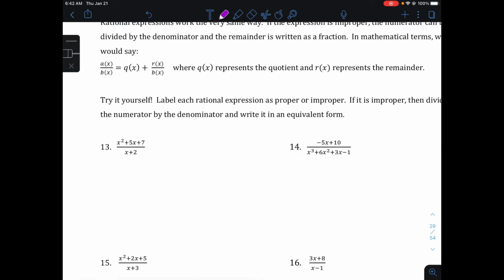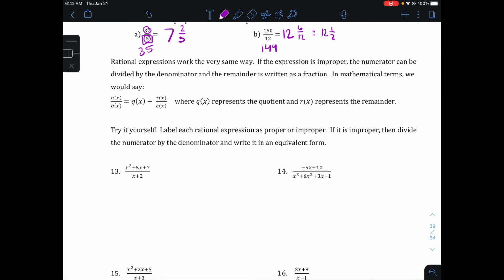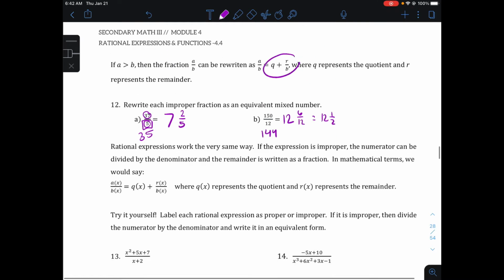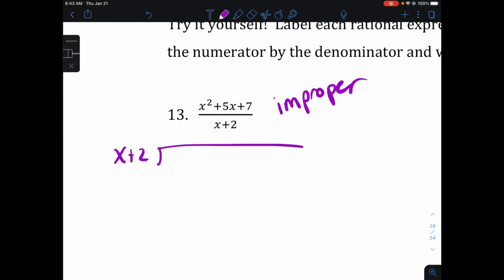Now we're going to try that for polynomials, or these rational expressions. If you look here, they want us to identify if it is proper or improper, and if it is improper, we have to write it in this form, which means we have to divide it and find the remainder. Let's give this a shot. Number 13 is going to be improper. Since it's improper, we're going to divide. So we'll do x plus 2 divided by x squared plus 5x plus 7.